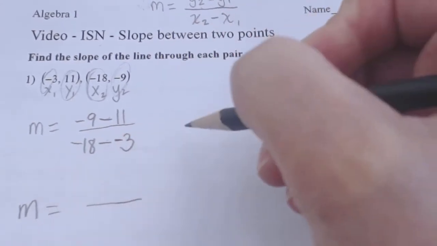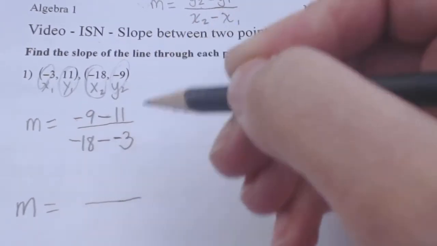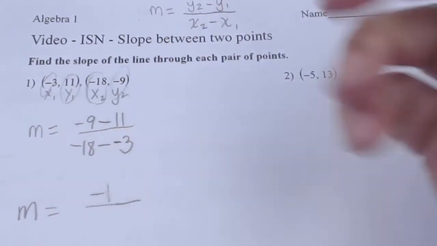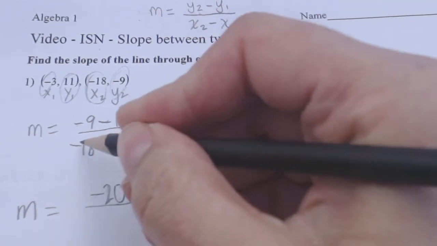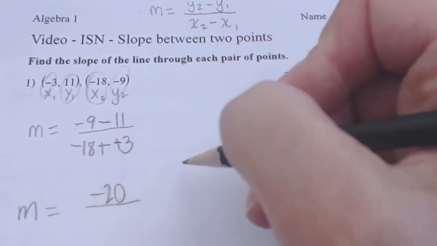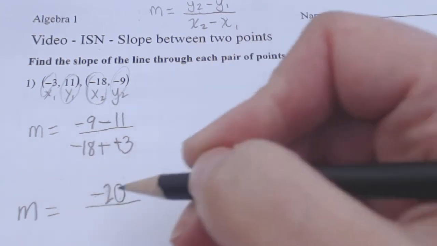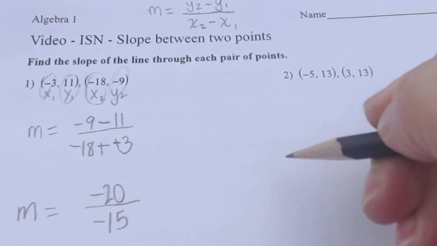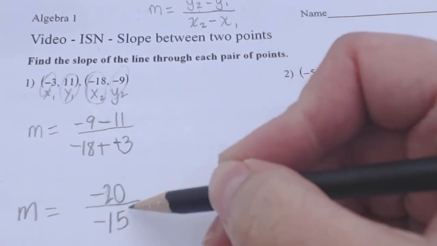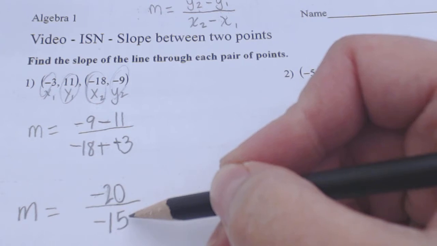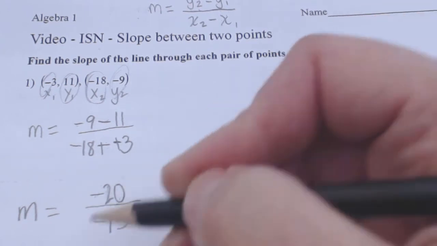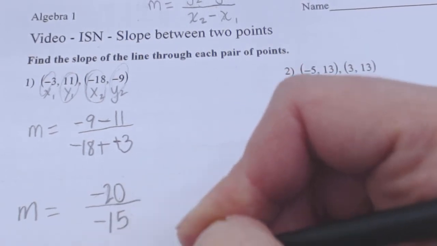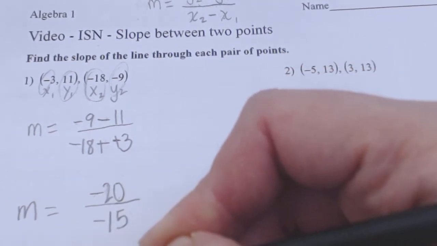So our slope equals negative 9 minus 11 is going to give us a negative, oops, I'm sorry about that. That's going to be negative 20. And negative 18, we're going to be adding the opposite. So this really becomes negative 18 plus 3, which is going to be negative 15. I always want you to reduce here. So when we reduce, we're going to find a number we can divide both 20 and 15 by, and that's going to be 5. So we're going to divide negative 20 by 5, and we're going to come out with a negative 4. We're going to divide negative 15 by 5, and we're going to come out with a negative 3.